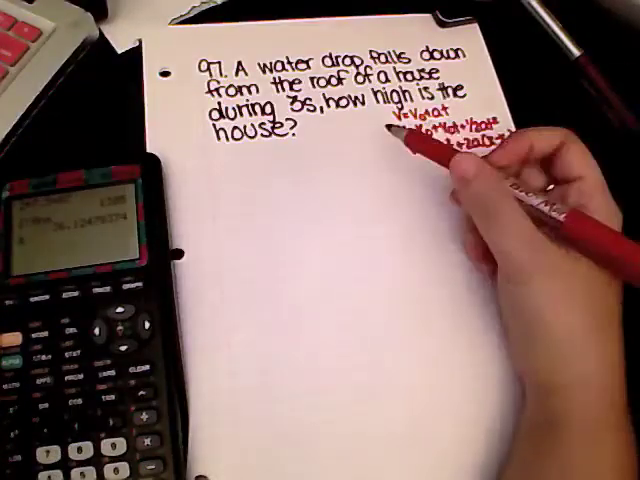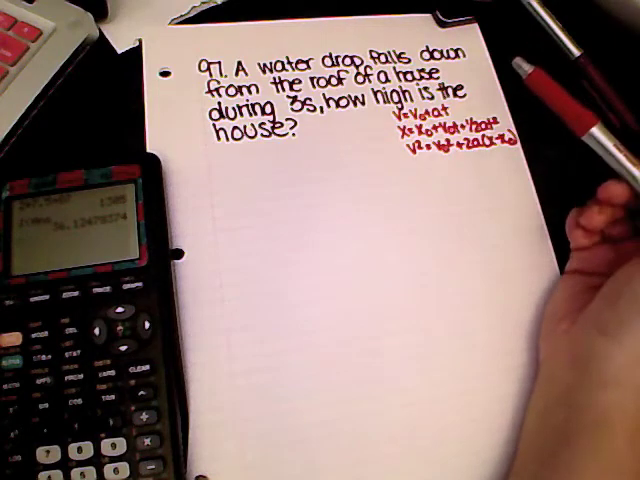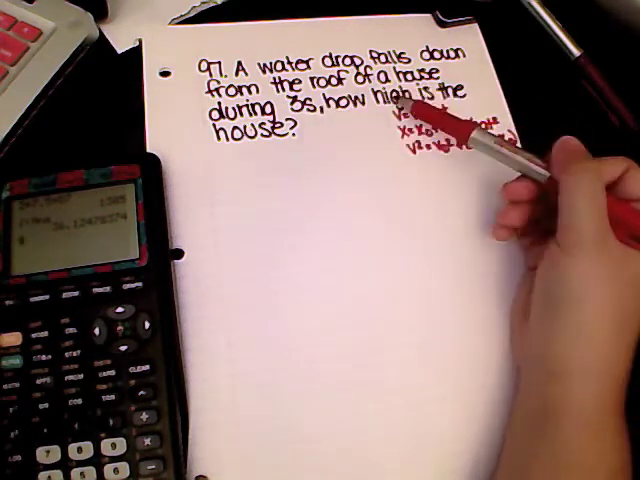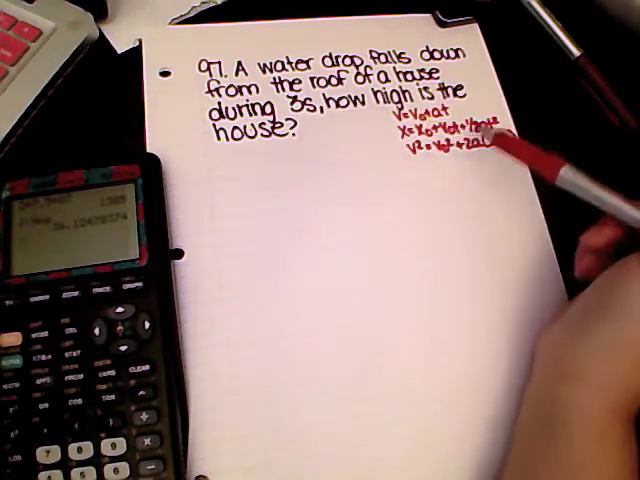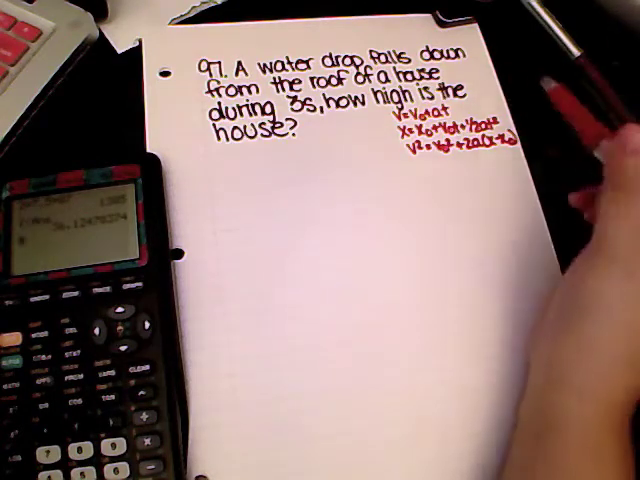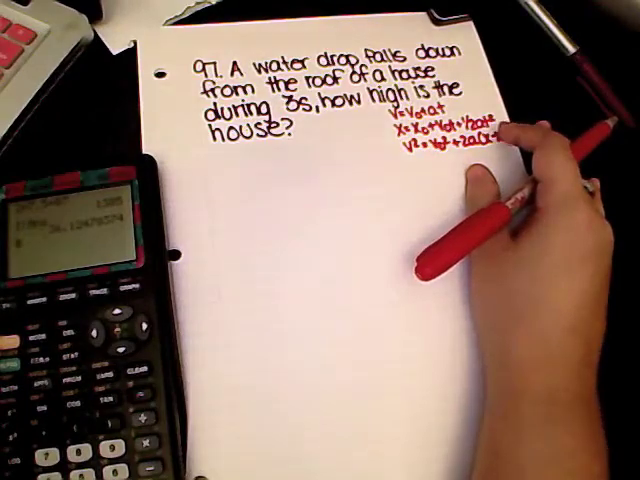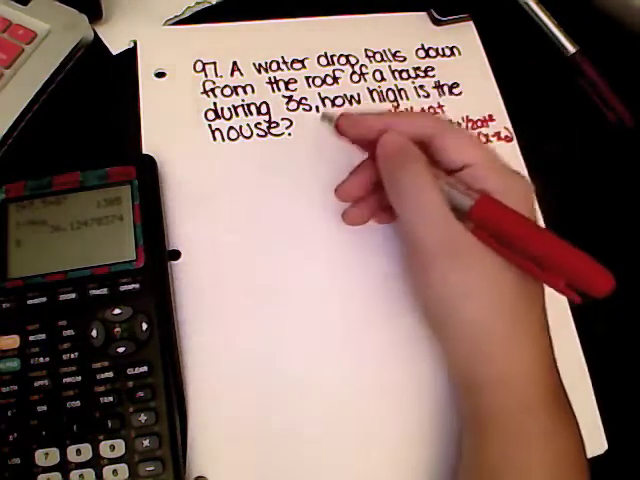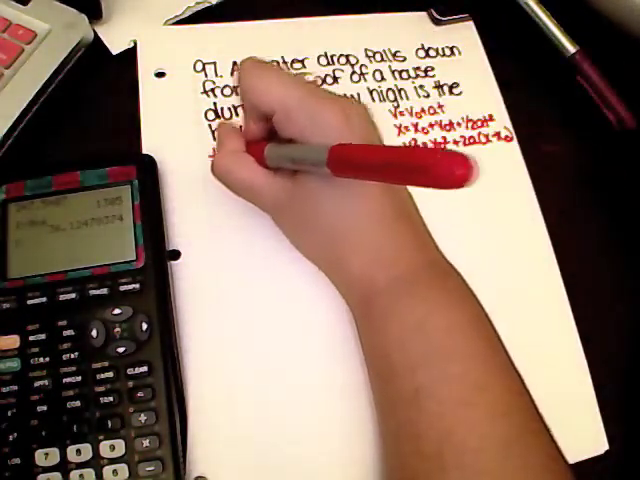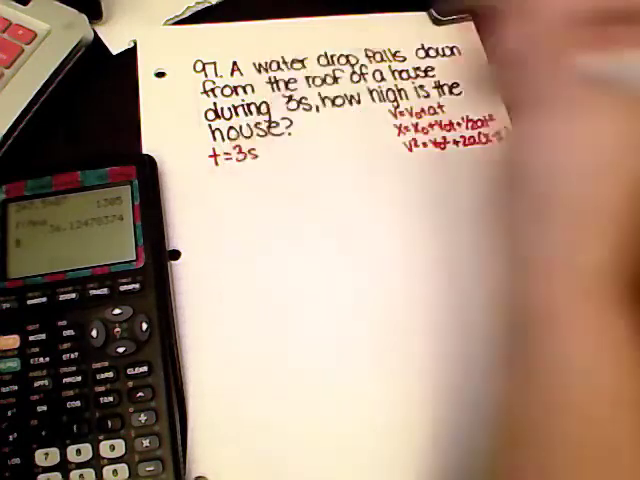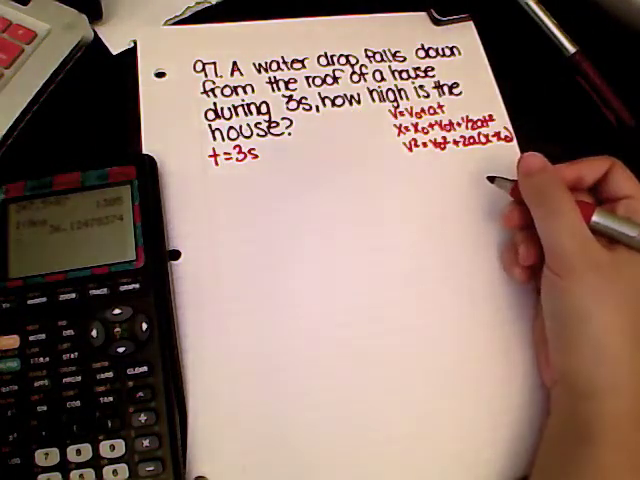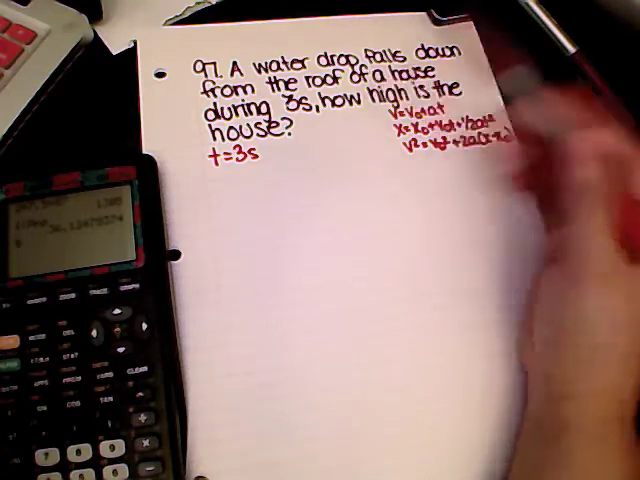Alright, so our last problem is number 97, and it says a water drop falls down from the roof of a house during 3 seconds. How high is the house? So it looks like we're only given 3 seconds, but really you're given a lot more. So we know that the time is 3 seconds, so we can write that down. t equals 3 seconds.